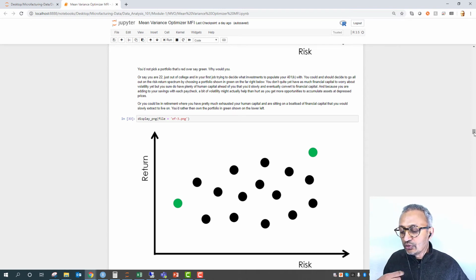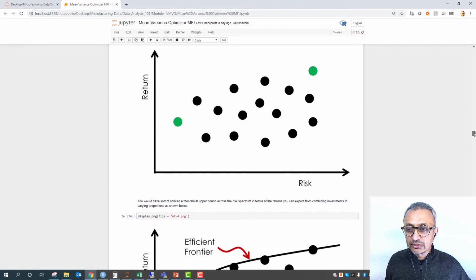And because you are putting money in through each and every pay period, every paycheck, right? Assuming you're working for an employer, you would want to pick a portfolio which is far out on the risk spectrum, but also far out on the return spectrum, right? Because that's going to give you very high volatility, but also very high return, right?